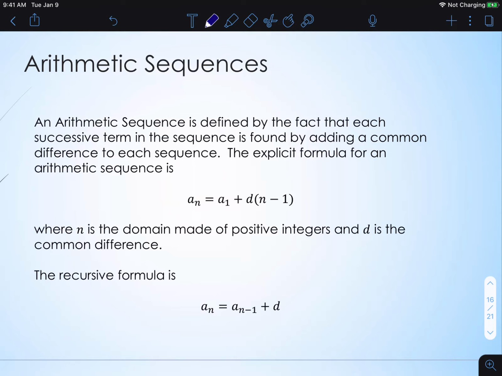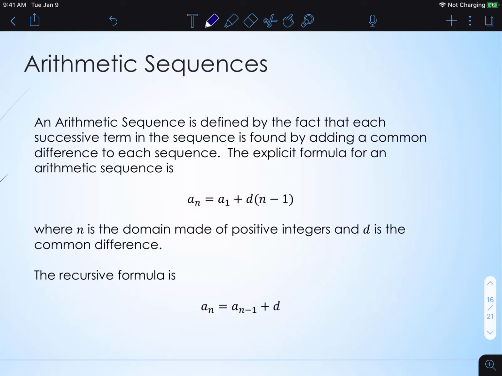Arithmetic sequences. An arithmetic sequence is defined by the fact that each successive term in the sequence is found by adding a common difference to each term. And the explicit formula for an arithmetic sequence is defined by this. And this is something that you should have learned in IM1. That a sub n is equal to a sub 1 plus the common difference d times the quantity n minus 1. Where n is the domain made of positive integers and d is the common difference.